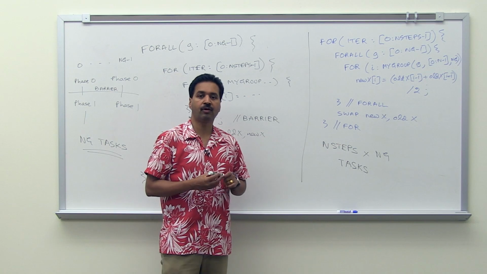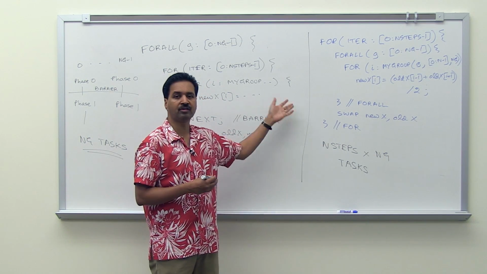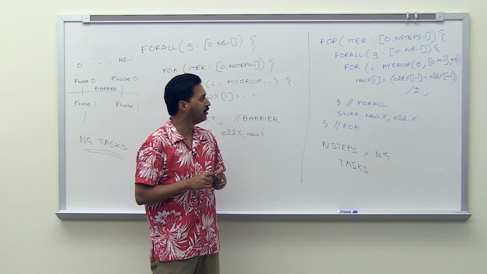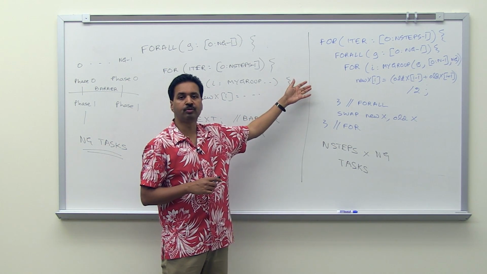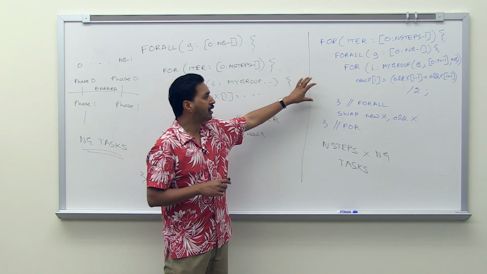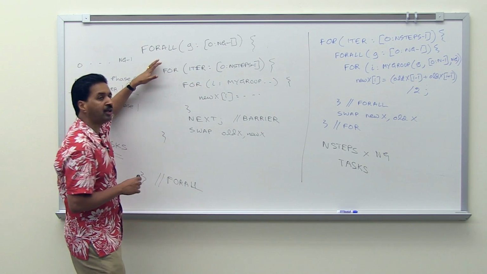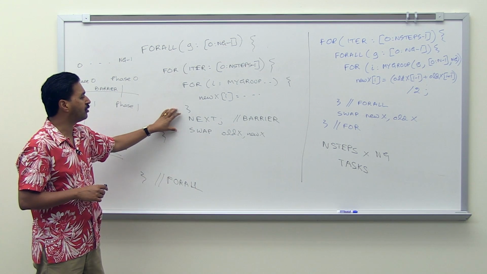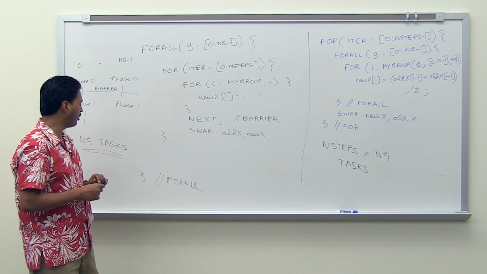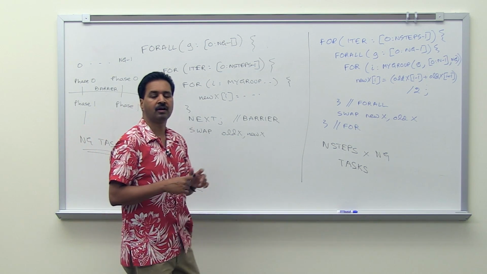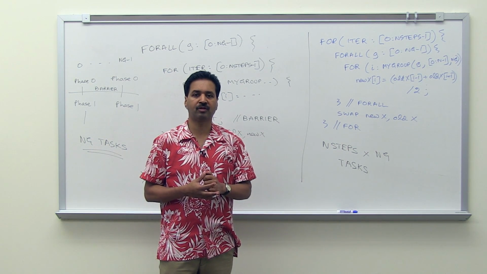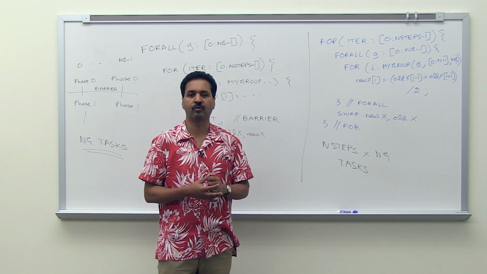So now we've seen for a very important class of applications that are exemplified by the simple iterative averaging example, we can use forall loops to exploit parallelism. And by using this coding pattern of having the forall outside and the for inside with the barrier, we can reduce the number of tasks to just the number of groups that we have, thereby creating very efficient parallel solvers for these real world problems.